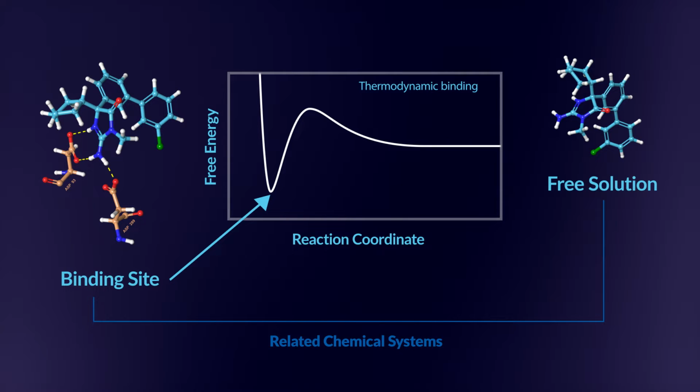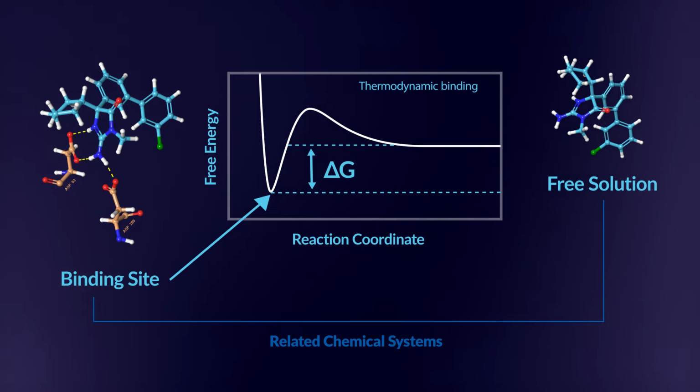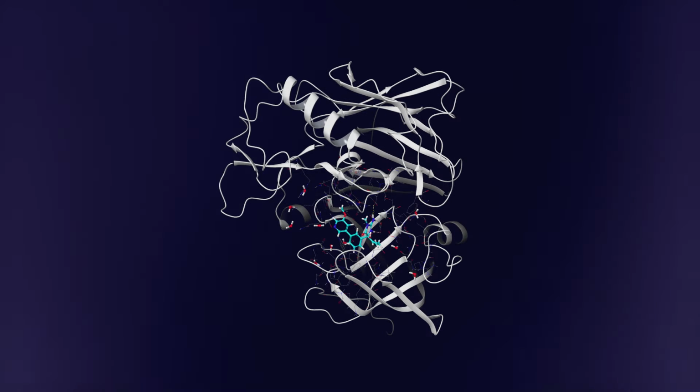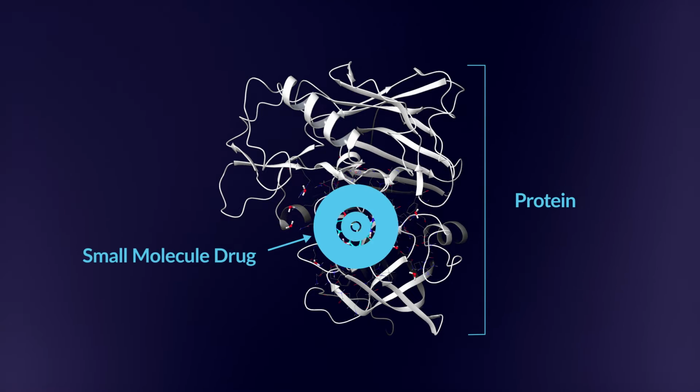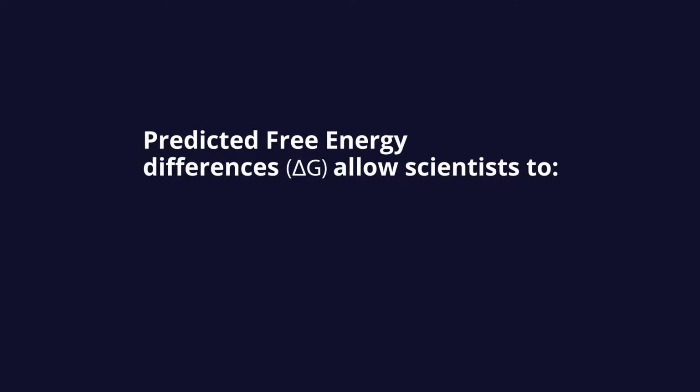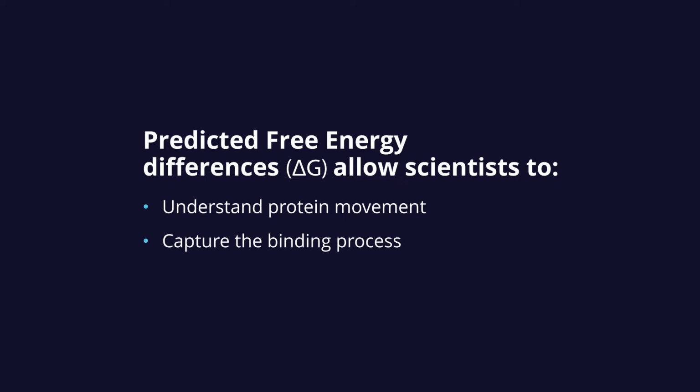Typically in thermodynamics, Gibbs free energy, or delta G, can tell us how energetically favorable or stable a system or reaction is. For our purposes here, the system is a protein bound to a small molecule drug. Delta G calculations allow scientists to understand a clearer picture of a protein's movement or conformational space and capture the complex physics involved in the binding of a molecule to a protein target.